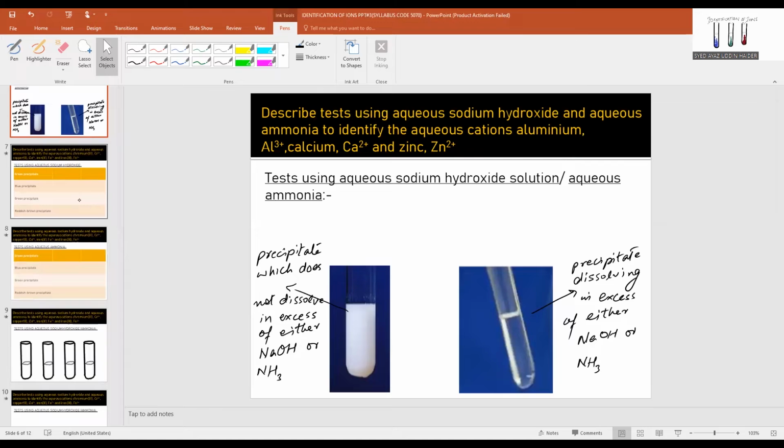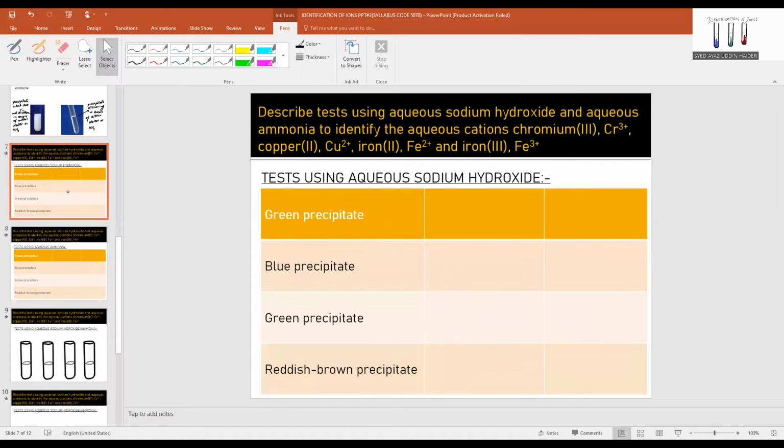The tests for colored ions are easy to remember. These tests will be performed when the sample solution is colored. First, I will start with aqueous sodium hydroxide. Green precipitate, it's insoluble in excess, and it must contain Fe2+ ion.